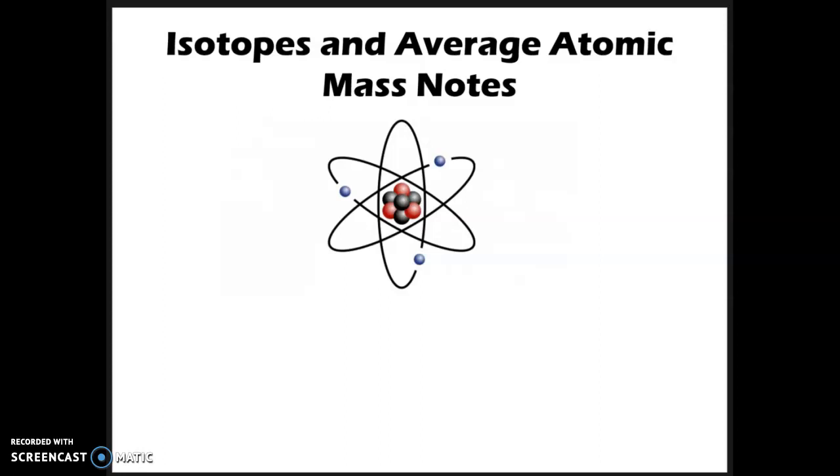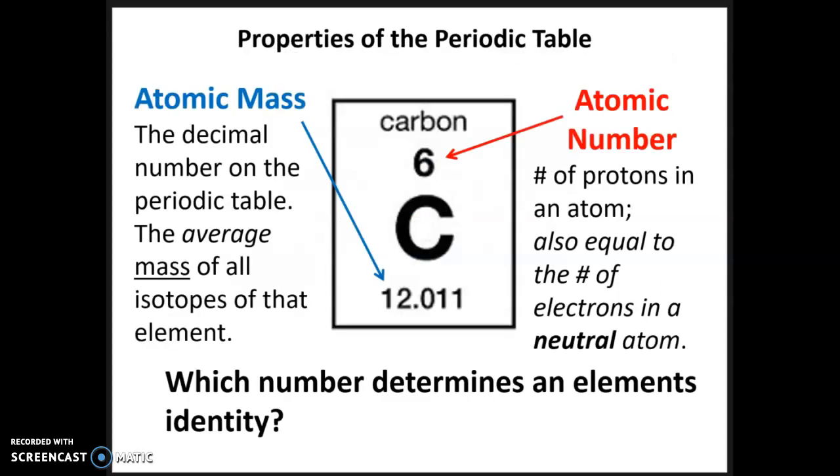Hi everyone, the purpose of this video is to briefly go over what an isotope is, but mainly how to calculate the average atomic mass for an element. So really fast, just reviewing the properties of the periodic table.